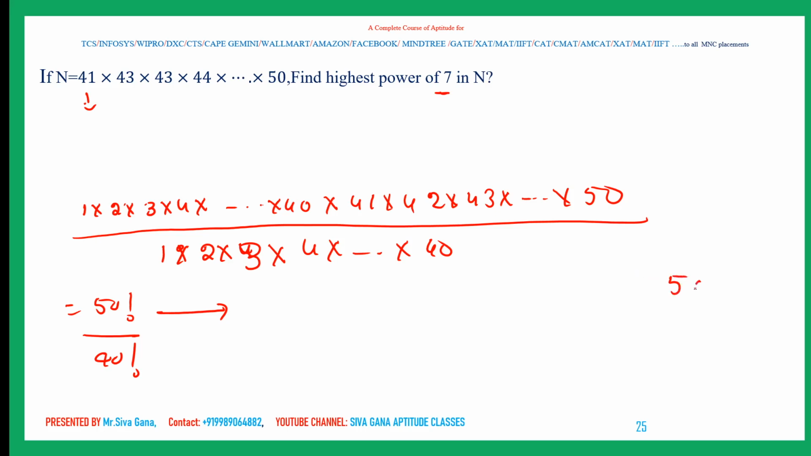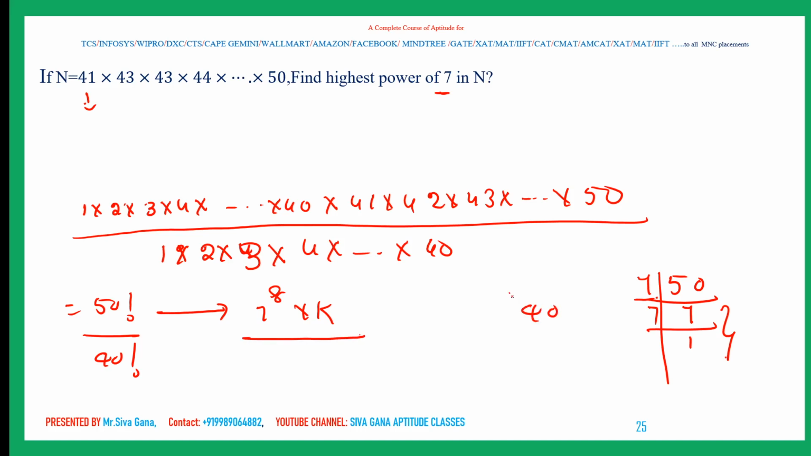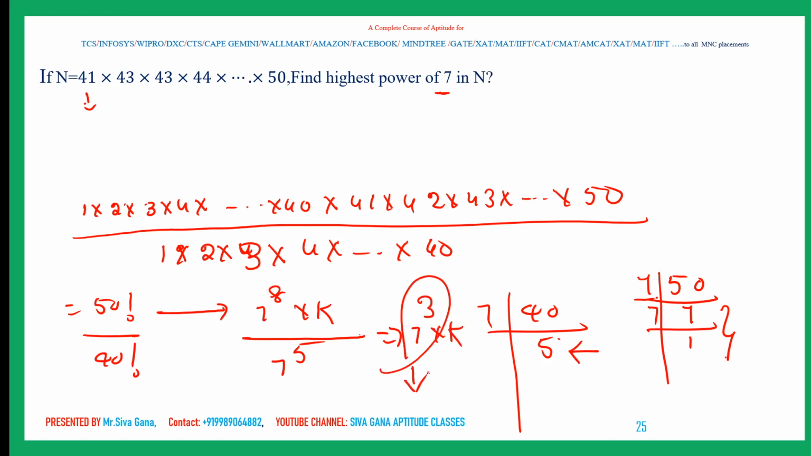Every time, this is what you have to do. For the maximum power of 7 in 50 factorial, divide by 7: 7 sevens are 49, 7 ones, so 7 plus 1 is 8. This is 7 power 8 into some constant, because the value of 50 factorial is not only 7 power 8; the rest of the number I am taking as k, which is not necessary for us. Similarly, for 40 factorial the maximum power of 7: 7 fives are 35, so the maximum power is 5. This is 7 power 5. Overall we get 7 power 3 into some constant, which means the maximum power of 7 in the given number is 3. So the answer for the question is 3.